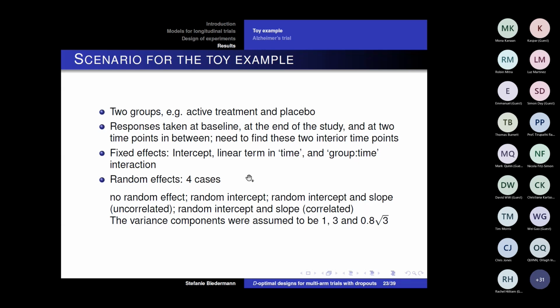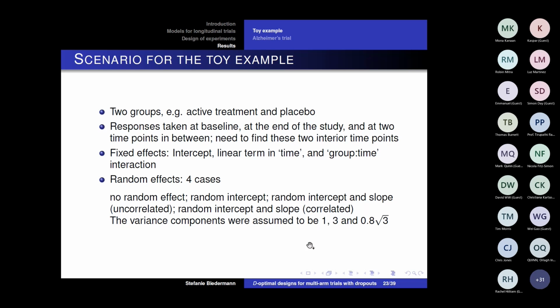For the random effects, we considered 4 cases. The first one is there's no random effect. This is maybe not very realistic in this setting, but still we wanted to see what the design looks like compared with when we have random effects. Then a random intercept model, which is probably the most common one in this setting. And then also a random intercept and slope model where they are uncorrelated and one where they are correlated.